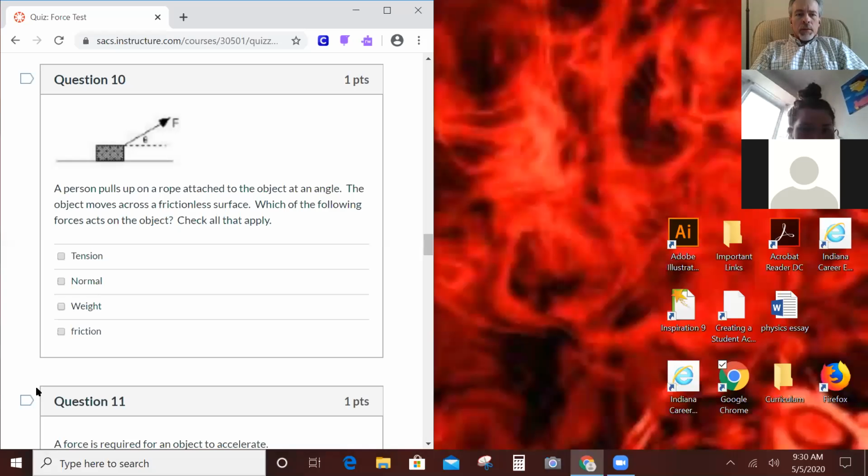Which of the following forces act on the object? So, frictionless surface. If you look at that force diagram that we drew out earlier, which one can you take away? Friction. Okay.